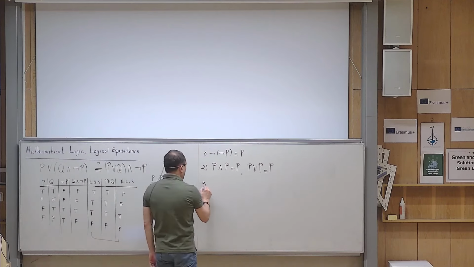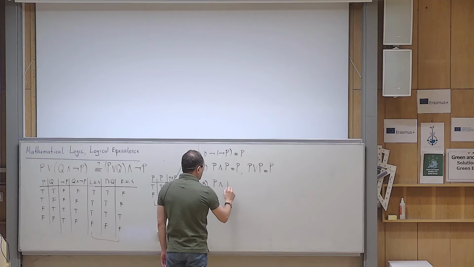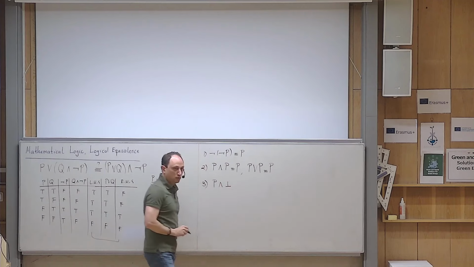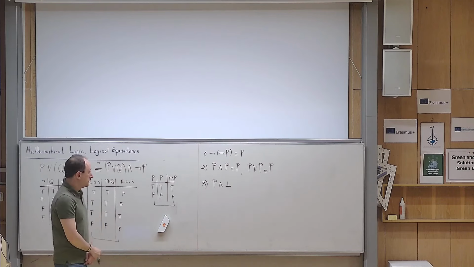So P and a contradiction. You remember this symbol was used for contradiction. So what do you think will be P and a contradiction? It should be a contradiction. Yes, because it doesn't matter if P is true or false. Whenever you do that, it becomes a contradiction. So that is called the contradiction law.